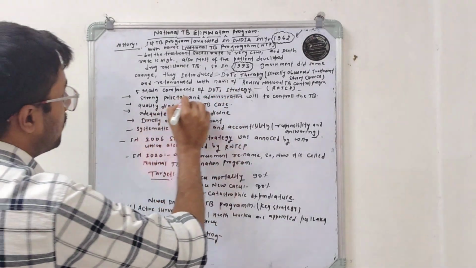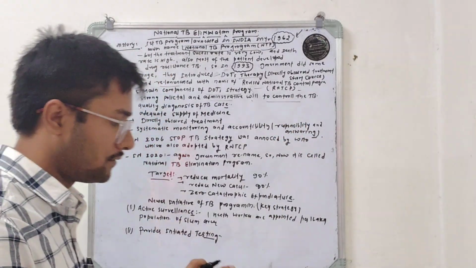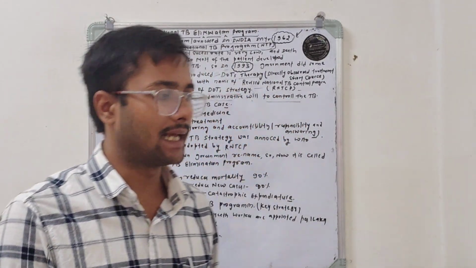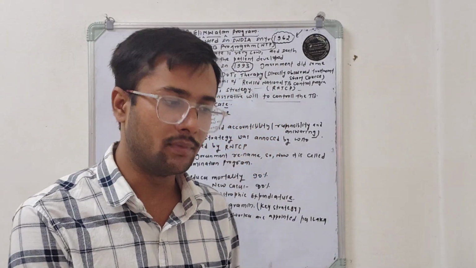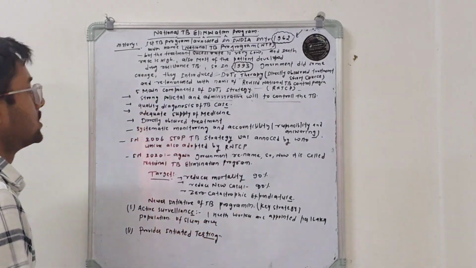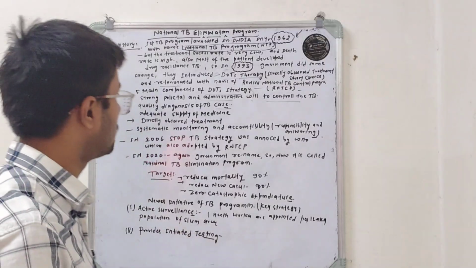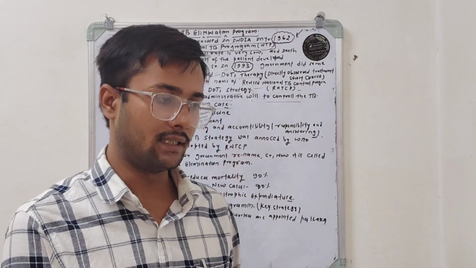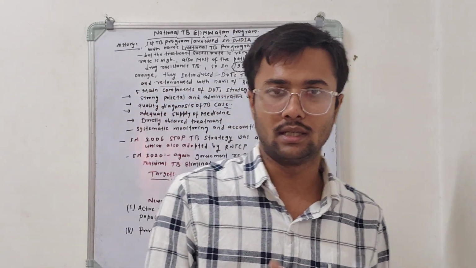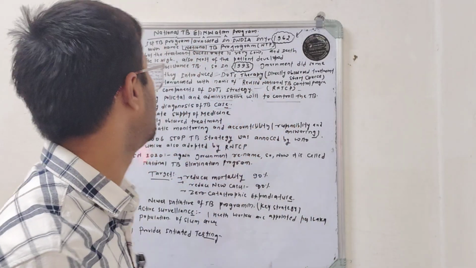First is strong political and administrative will to control TB. Both governments and administrative officers, I mean health workers, have a strong will to eliminate or control TB. The second thing is quality diagnosis of TB cases. They focus on the quality diagnosis of the TB case.